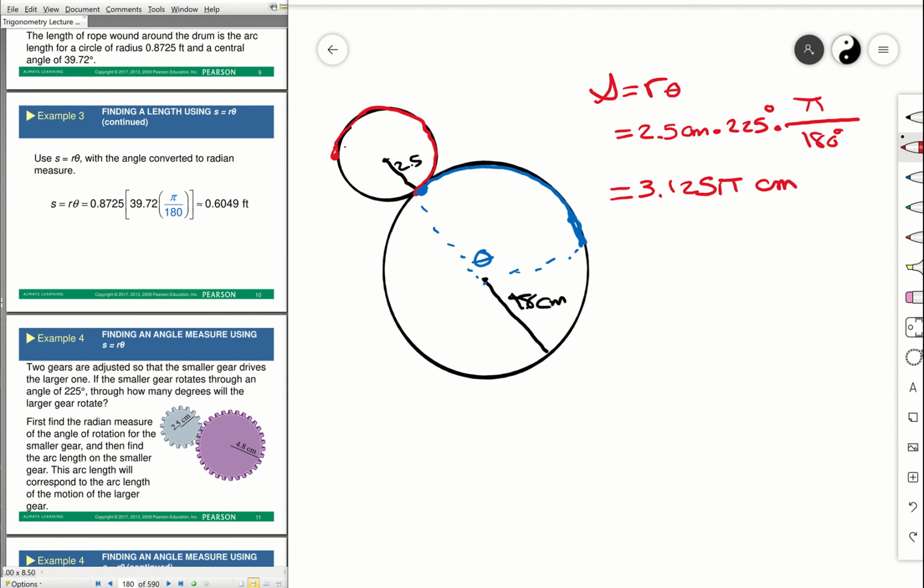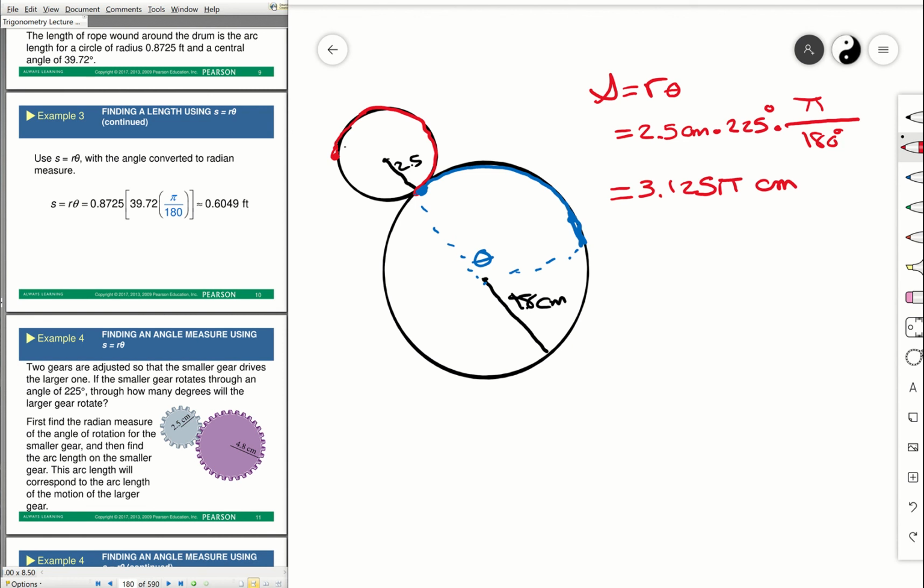Logic tells us that since this has a larger radius, it should be able to span that arc in fewer degrees than the smaller gear. So as common sense would dictate, we want to make sure that when we find the answer, it is less than 225 degrees. If it turns out to be more, then we know that something went wrong. We must have made a mistake. You always want to have common sense activated as you go through steps. You don't want to just blindly do problems.